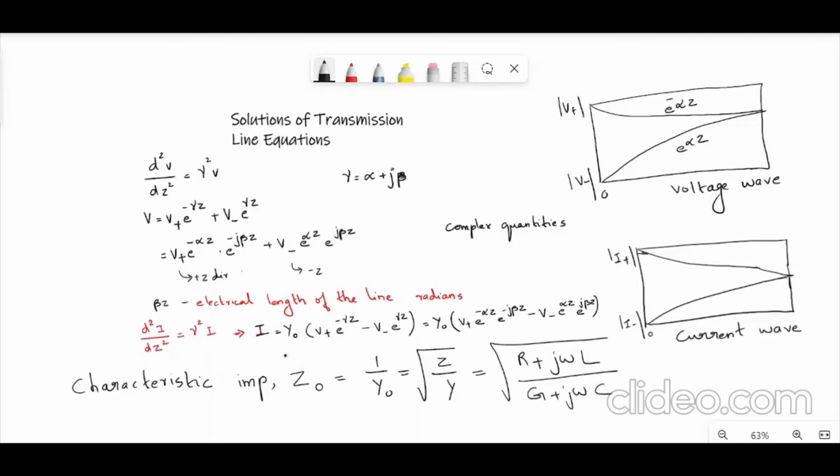So this is an important formula, that is characteristic impedance is given by Z0 equivalent to 1 by Y0 equal to root of Z by Y equal to root of R plus jωL by G plus jωC. So this is about the characteristic impedance of the transmission line.